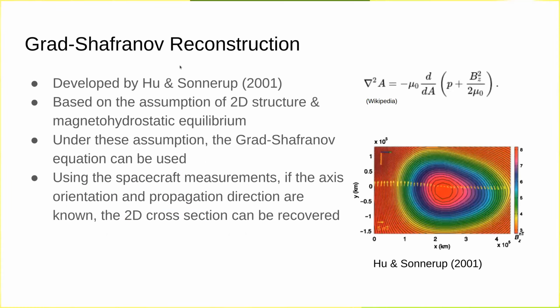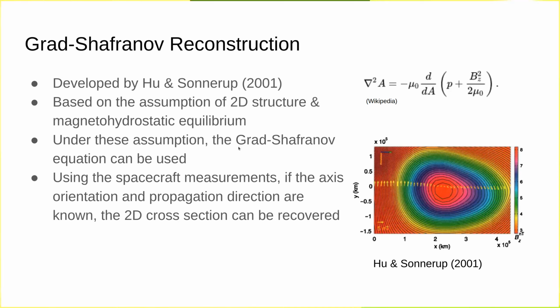So based on the GS equation, Hu and Sonnerup in 2001 developed this GS reconstruction methodology. It basically uses the GS equation, which is this thing right here. It's based on the assumption that everything is 2D, so all of the quantities don't vary along a certain axis. Even though it's in a 3D space, nothing changes along that axis. In this case, it's the axial direction, the z-axis of the flux rope.